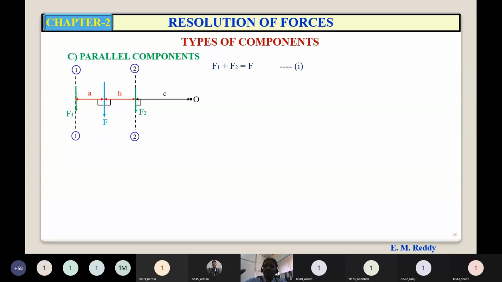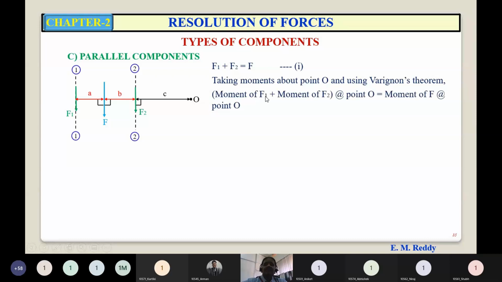Now for the second equation, I use Varignon's theorem. What is Varignon's theorem? The algebraic sum of the moments of the forces about any point is equal to the moment of the resultant about the same point. So here, taking moments about point O, the moment of F1 plus moment of F2 about point O is equal to the moment of F, the resultant, about the same point.